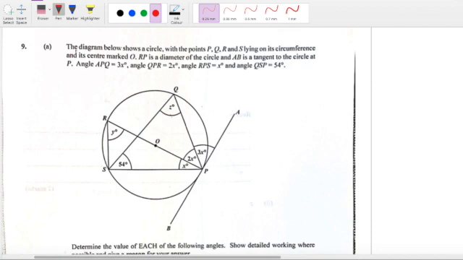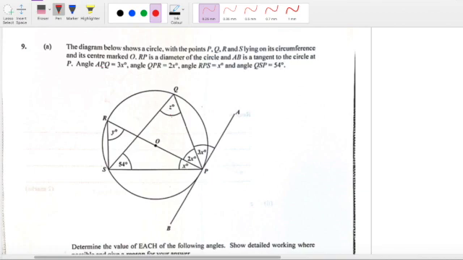And here's our friend's circle theory. The diagram below shows a circle with the points P, Q, R, and S lying on the circumference, and its center marked O. RP is the diameter. So RP is this. And AB is a tangent at the point P.